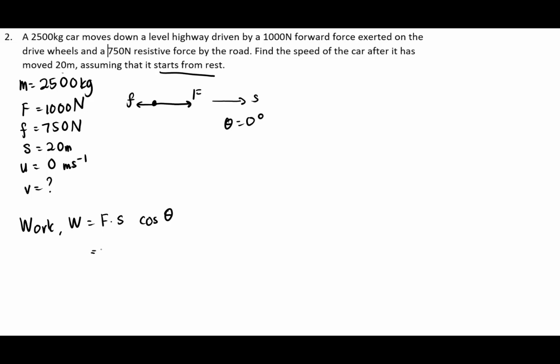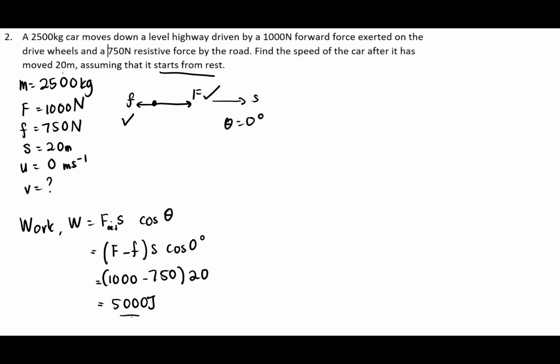So theta is 0 degree. Alright, so let's get the F net first. In order for us to get the F net, it is force here minus the friction over there. So F minus friction times displacement times cos 0 degree. The force is 1,000. The friction is 750. The displacement is 20 meters. The cos 0 degree is 1, and your answer is 5,000 joule. There you go.